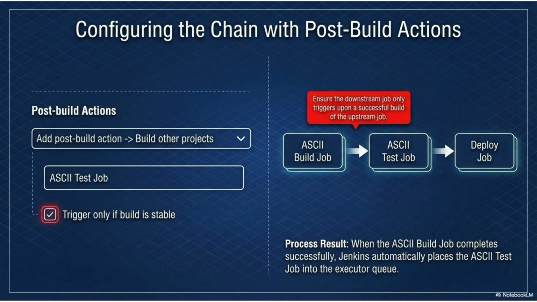Slide 9: Job chaining and automation. Jobs can trigger other jobs automatically. This is called job chaining. It ensures continuous flow from build to deployment. Execution continues only if the previous stage succeeds.